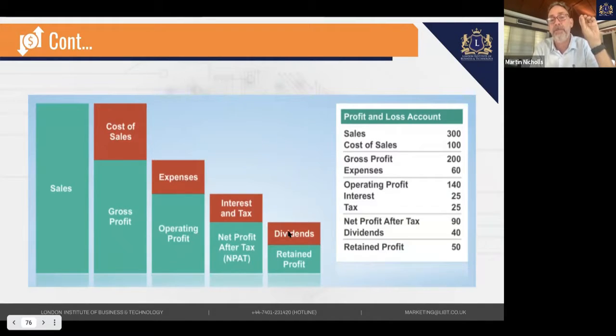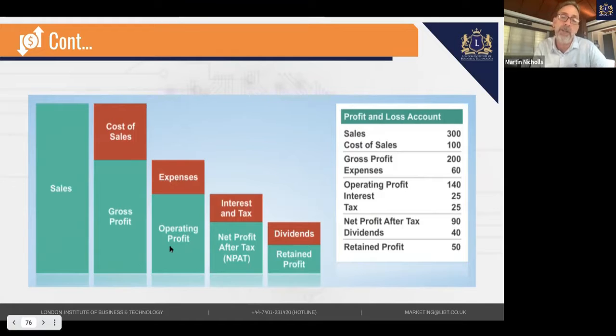When we take off our dividends, so dividends are what we pay out to shareholders from the profits of the business. We want to give shareholders a return, right? Once we've done that, that gives us our retained profit. So you can see from the sales how we take chunks out of the sales in terms of our costs and how we group our costs to get our retained profit.